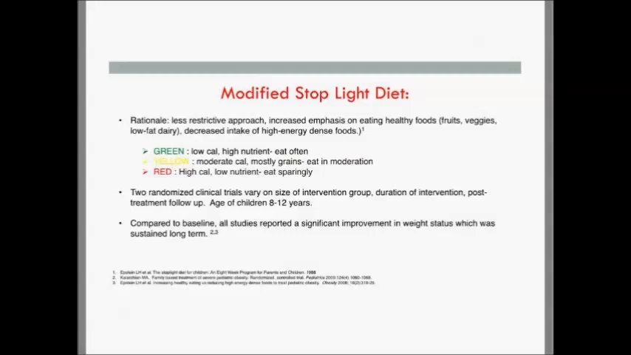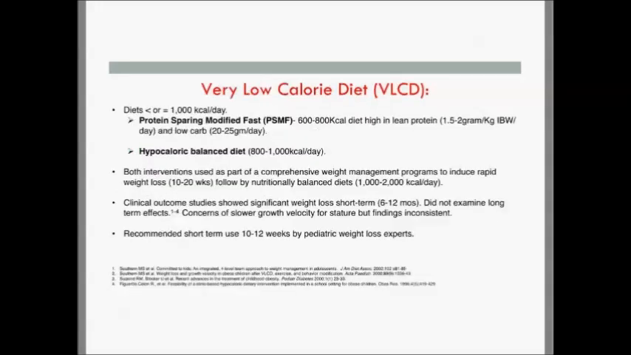So there have been some trials on this. 2 randomized clinical trials varied on size, intervention, duration of intervention, and follow-up, and the ages of the children were 8 to 12. Compared to baseline, all studies reported a significant improvement in weight status, which was sustained long-term. So what's kind of neat about the stoplight diet is it really does speak in the child's language, and it really is more of an elimination type approach. And it teaches them healthy eating, and that's what I like about it. What's not so great about it is it's kind of outdated with the low-fat teachings of the past.